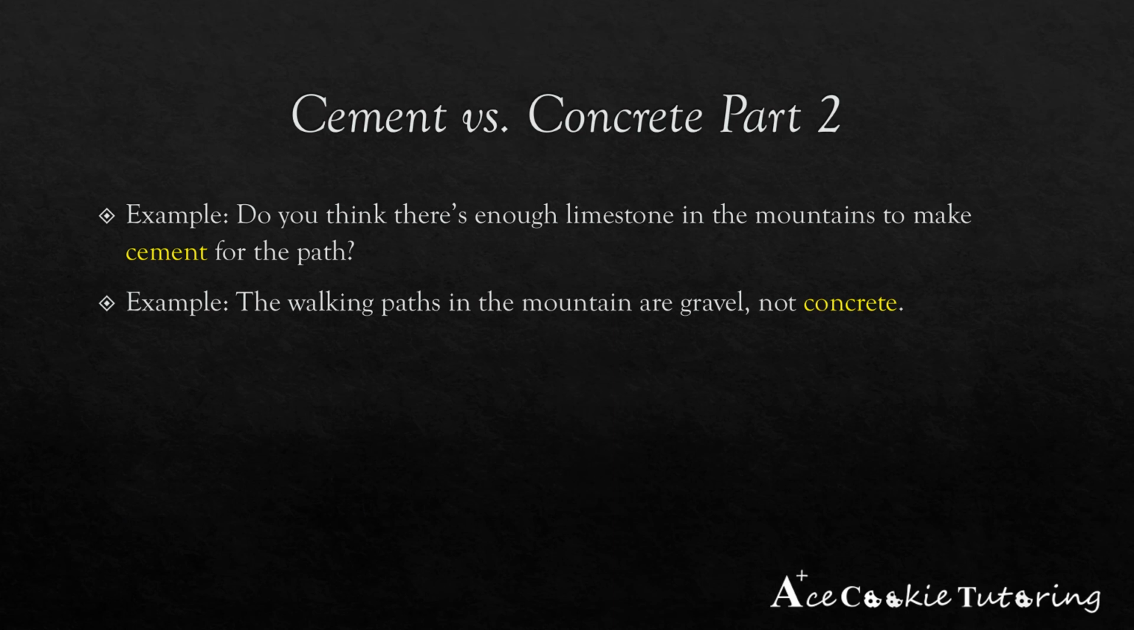All right, let's finish up cement and concrete, just with our example sentences. So the first one, do you think there's enough limestone in the mountains to make cement for the path? Now remember, the cement is only part of the ingredient. The path itself will be concrete. The second one, the walking paths in the mountain are gravel, not concrete.